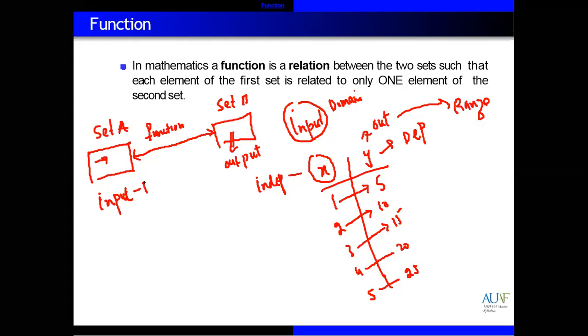Input values, again, are called domain values, and output values are range values. Range is sometimes called image, sometimes called codomain. Like if we have the equation y equals 2x plus 1, so input values and output values.